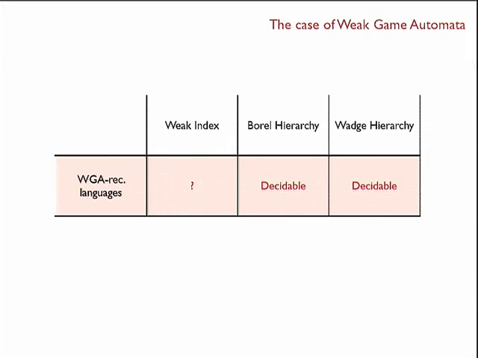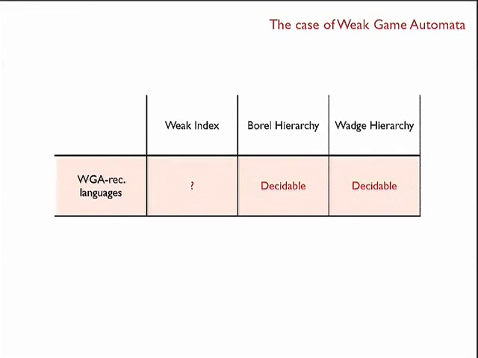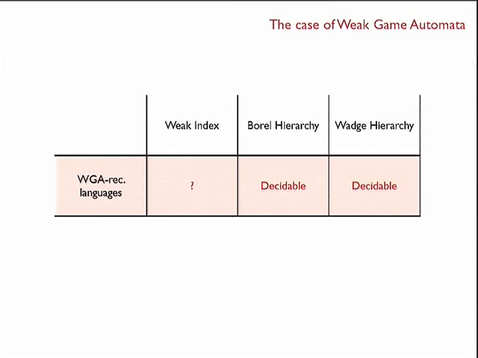And what about the index hierarchy? Well, this simplification preserves the index. And also, we could prove that in the case of WGA recognizable languages, so weak game languages, the weak index is the same as the position in the Borel hierarchy. So basically, the two hierarchies coincide. So this also gives a decidability result for the weak index problem. Okay, and that's basically it.